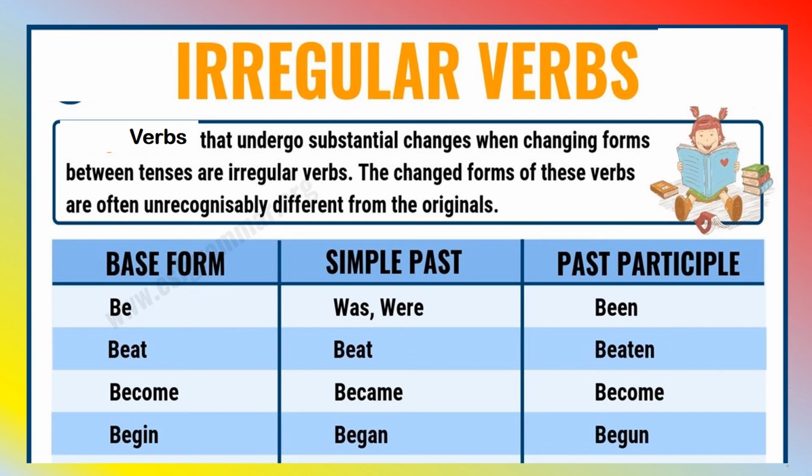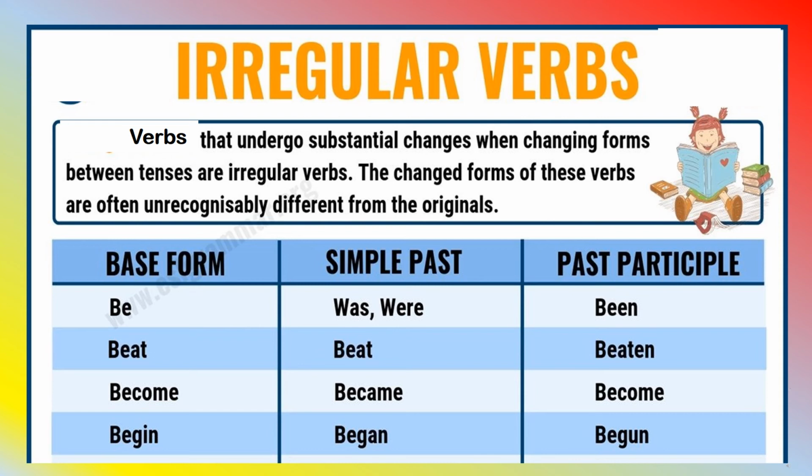Irregular verbs. Verbs that undergo substantial changes when changing forms between tenses are irregular verbs. The changed forms of these verbs are often unrecognizably different from the originals. Let's see the examples. You can see a table given here. The verbs, their simple past form and the past participle are given here.